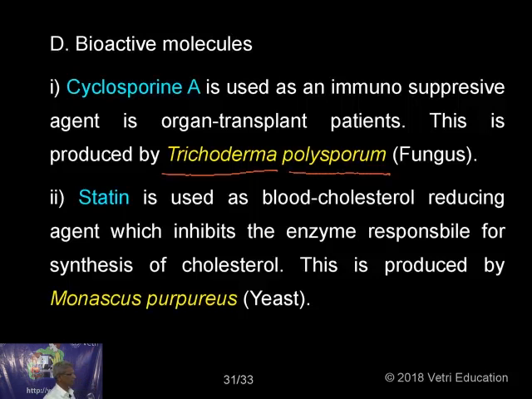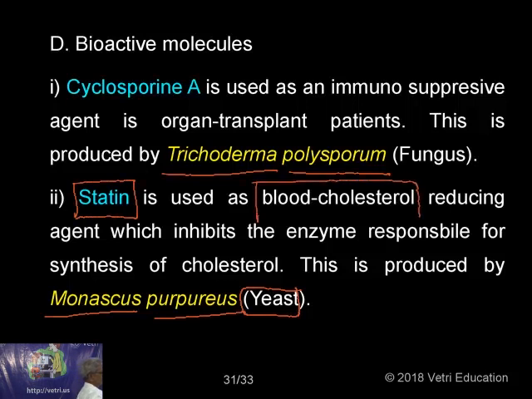Statin is used as a blood cholesterol reducing agent, which inhibits the enzyme responsible for synthesis of cholesterol. This is produced by Monascus purpureus. It is coming under the category of the yeast. Statin tablets or medicines are used for reducing the blood cholesterol. Note down all these points.